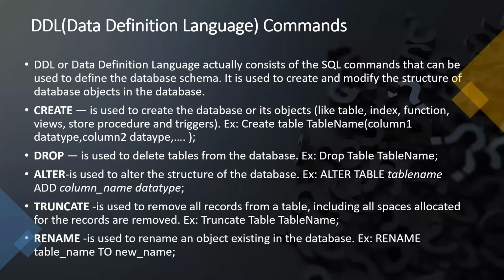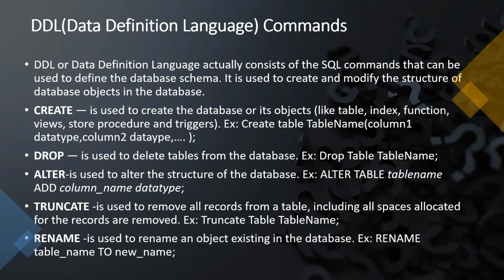Now, starting with DDL, the data definition language commands. These are SQL commands which can be used to define the database schema. It consists of keywords like create, drop, alter, truncate, and rename. Create is used to create a database and its objects like table, function, stored procedures, and triggers. Drop is used to delete tables from the database. The syntax here goes drop table and the table name.